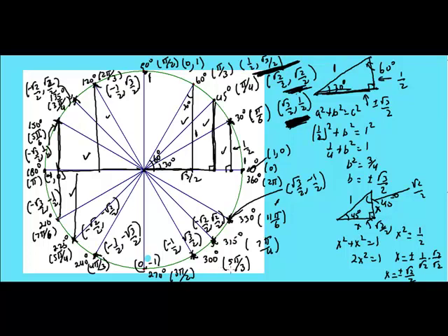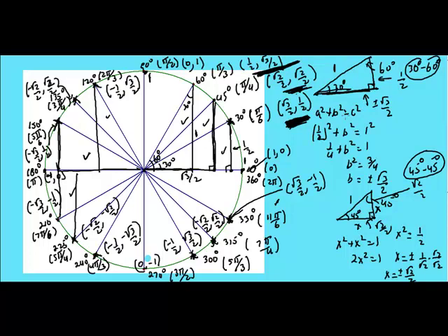Okay, that is the unit circle related to 30-60 right triangles from trig and 45-45 right triangles. That's how they're related. They're connected to each other.